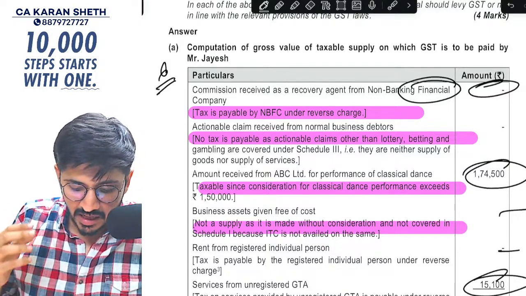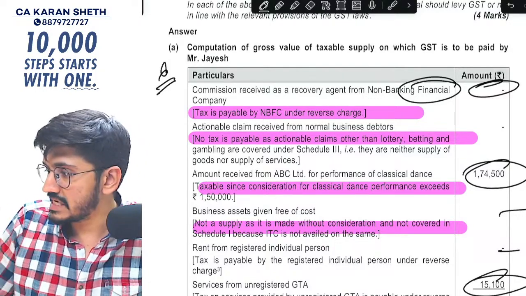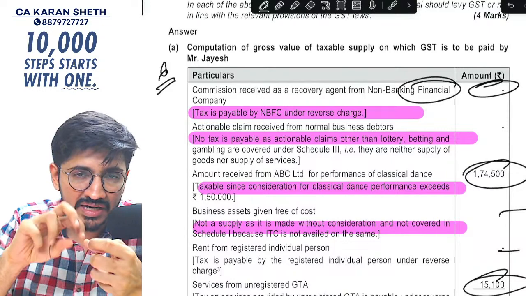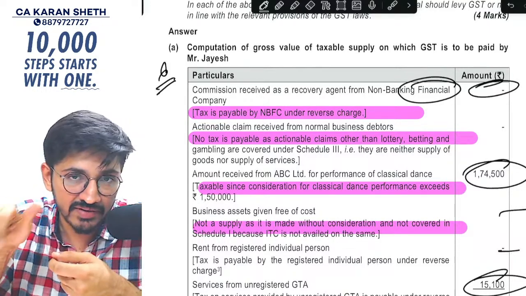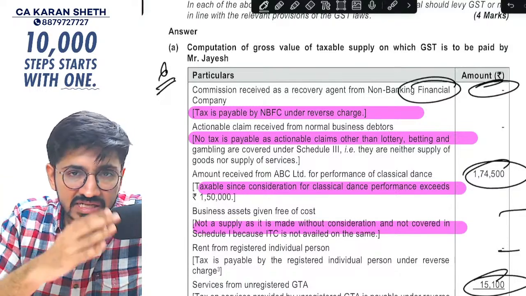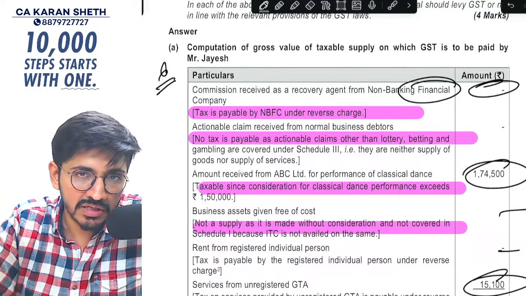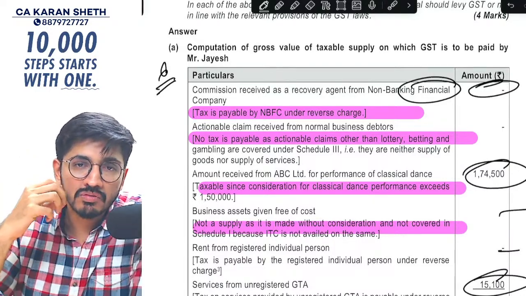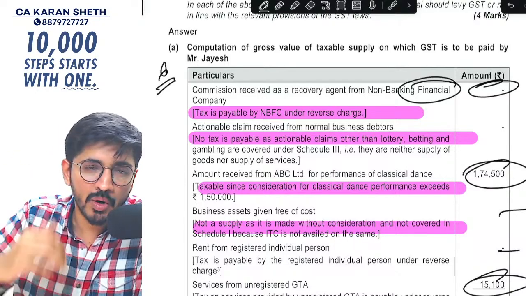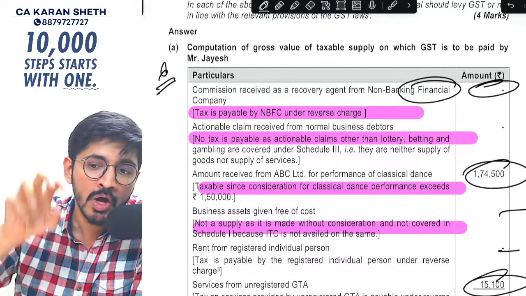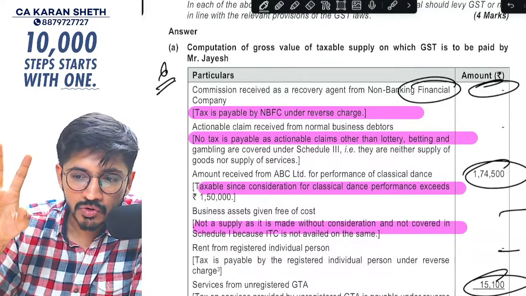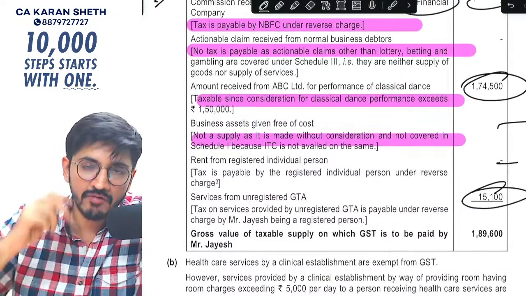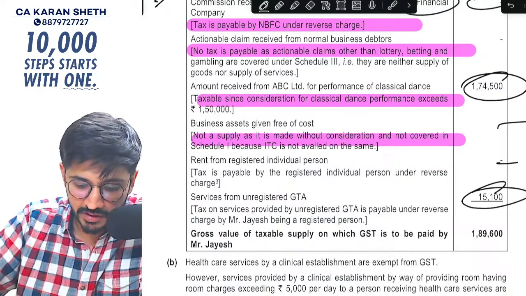Simple. Next is actionable claims received from normal business debtors. Understand that in that situation it is covered under Schedule 3 activity. They've clearly just mentioned that it is neither supply of goods nor supply of services according to Schedule 3. As simple as that. So they have written all the reasons in short, cut to cut. They have not spent a lot of time explaining the reason. So please make sure that in this situation, my dear friends, you only take care of the reasons, but in short, cut it short.